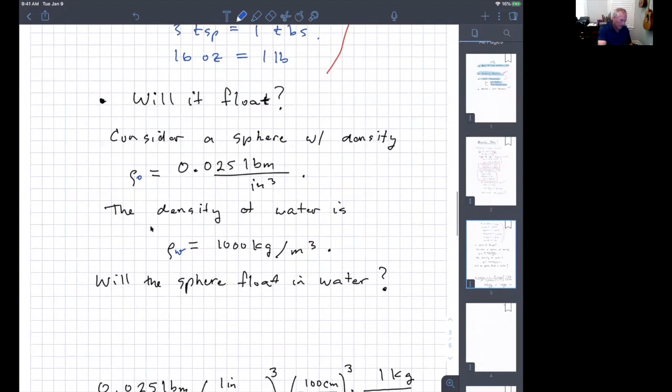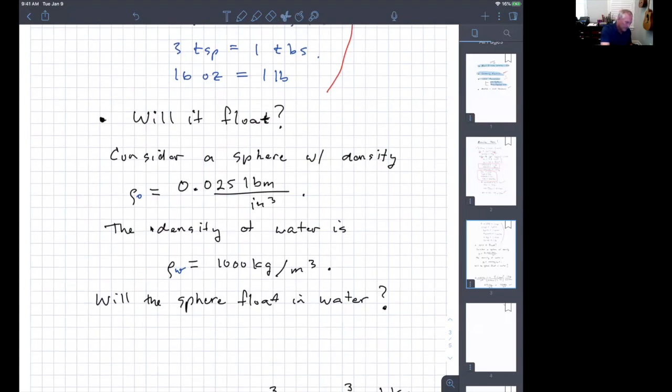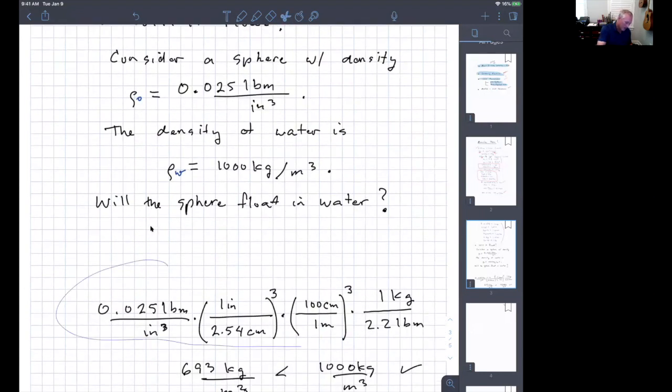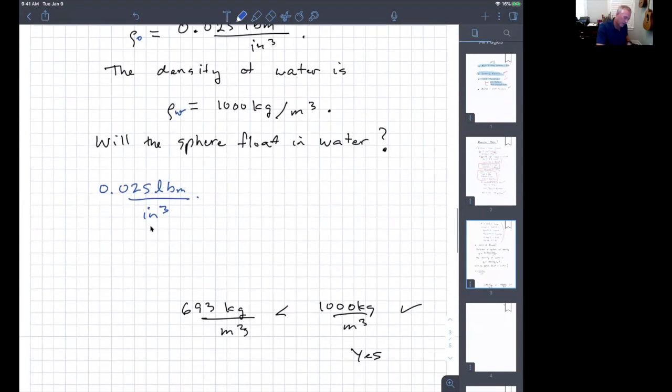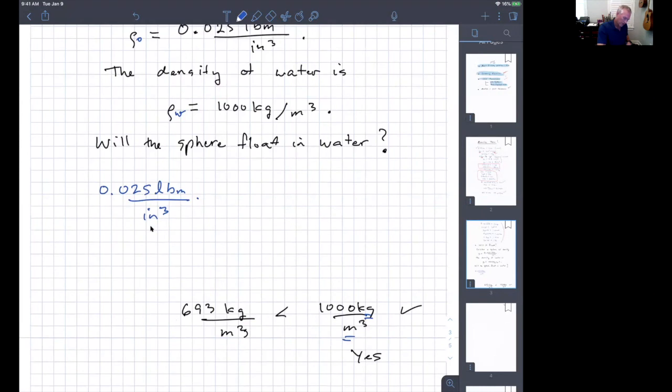Okay, so let me start from scratch. All right, I have this written out. I meant to delete it. Right, so what we're going to do here is we're going to now do unit conversions. This is purely unit conversions, and we don't have to worry about the governing equation because what we're simply doing is we're trying to convert rho naught, 0.025 pound mass per inch cubed. We're trying to convert that to kilograms per meter cubed.